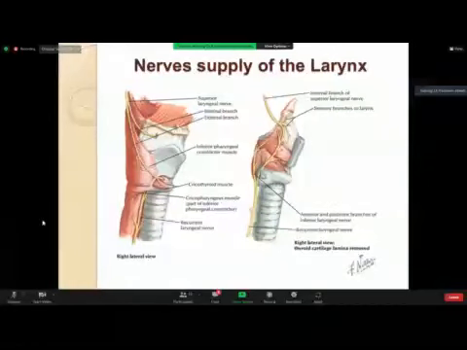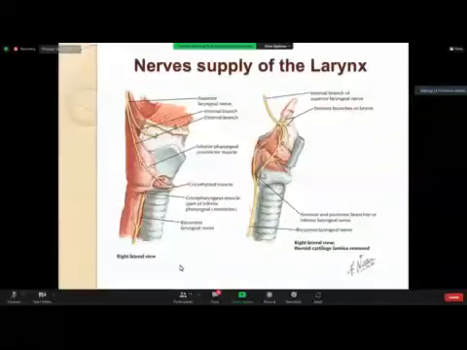ठीक है. अब इसमें भी जो है वो हमारे पास sensory and motor division of the nerve supply होती है. तो we have sensory nerve supply जो जाएगी हमारी internal branch of the superior laryngeal nerve above the vocal cord. ठीक है. Above the vocal cord, sensory nerve supply of the larynx is through superior laryngeal nerve, internal branch of the superior laryngeal nerve, and below the vocal cord is sensory innervation जो है, that is by recurrent laryngeal nerve.